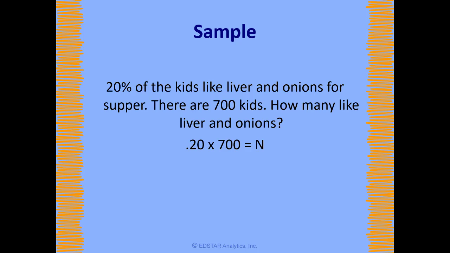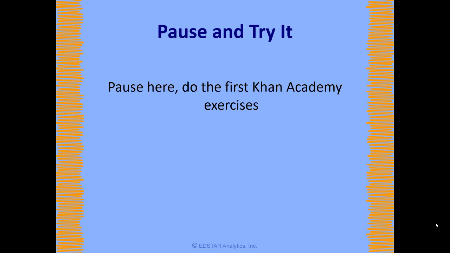Okay, pause this and then click on your Khan Academy link. Make sure you're logged into your Khan account and do the first set. There'll be problems just like this, where one of the three numbers is missing in a percent problem. You have to figure out which one's missing and then set it up.